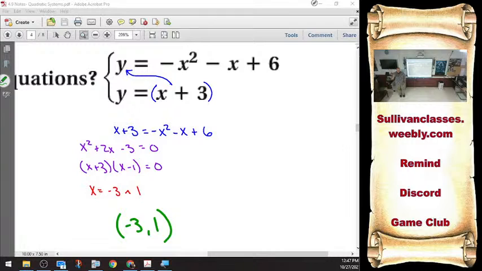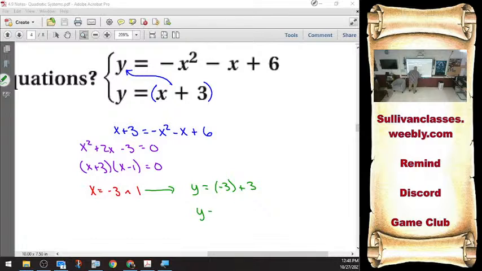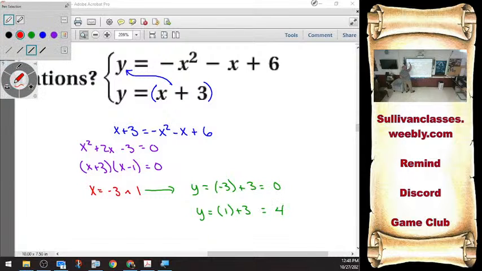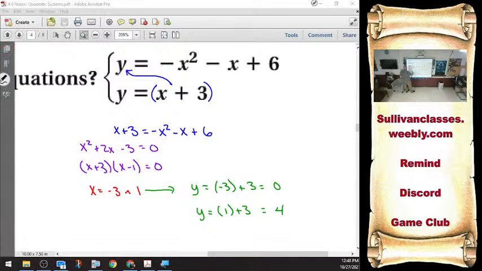So if x is negative 3 and 1, I have to plug both in to get the y's that go with them respectively. Okay, I have to now say that y is negative 3 plus 3 and y is 1 plus 3. Getting 0 and 4. Now write your actual answers. Don't just quit. Say at negative 3, 0, right? Negative 3, 0. And at 1, 4.